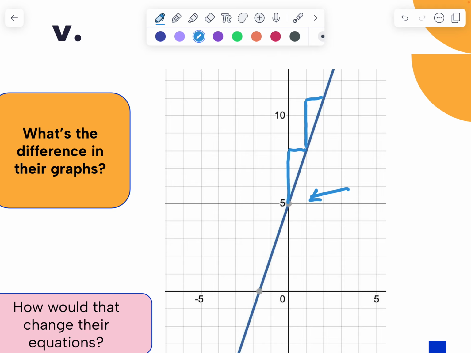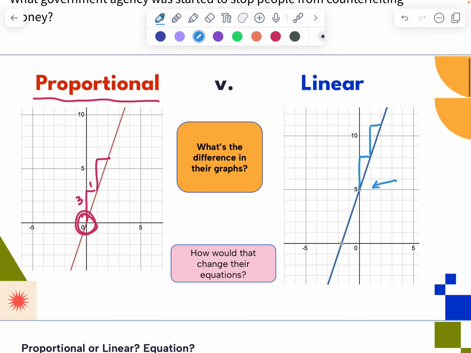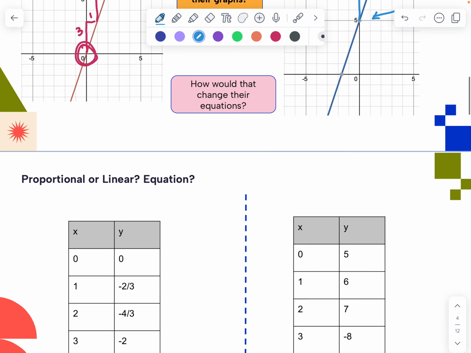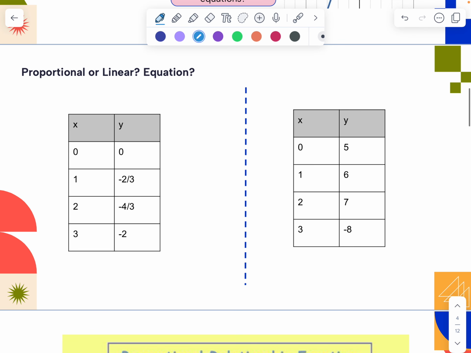This is the biker who had a head start. We're going to come back to this, so keep this in your brain. We're going to talk about equations with a head start later on. If I'm looking at a table, I need to make sure that that constant growth is still there.